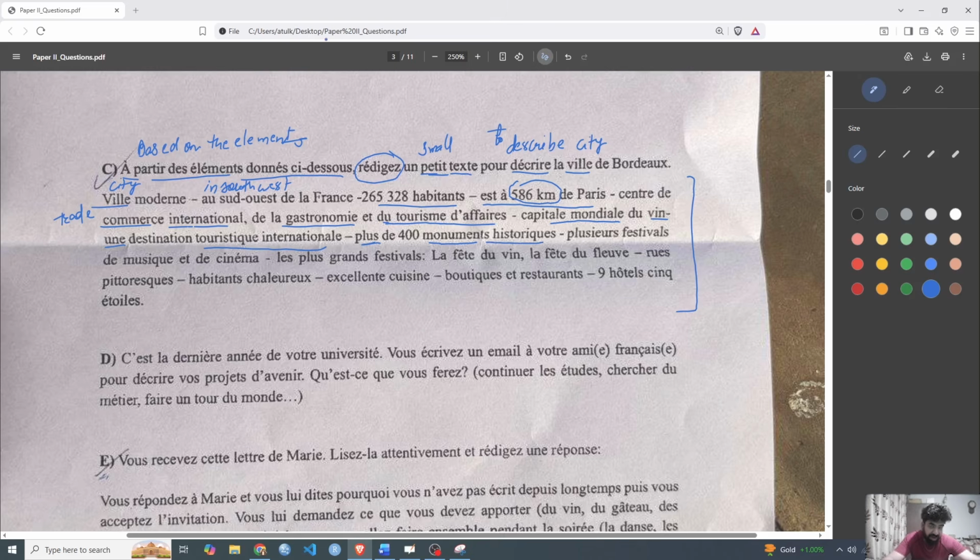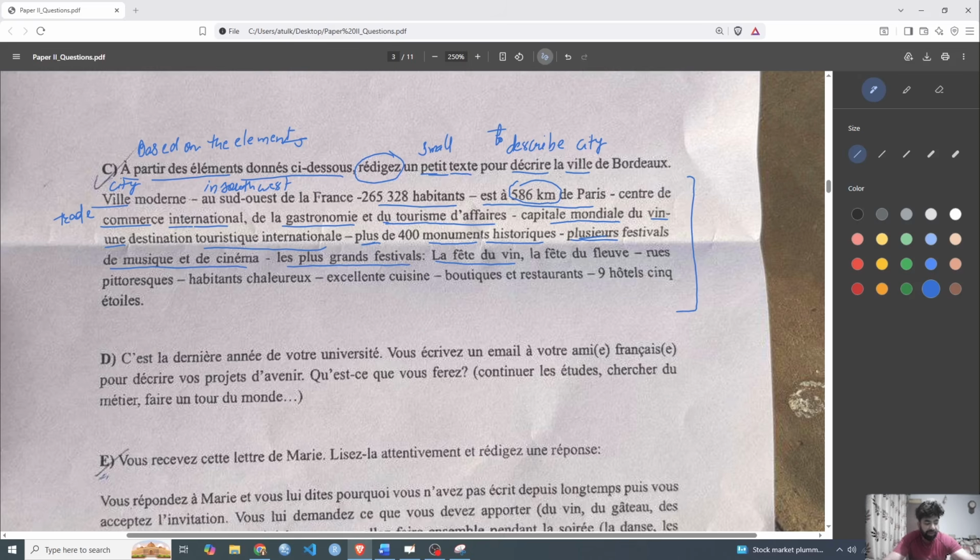"Plusieurs festivals." So it says several. This is for several festivals of music and cinema that take place in this city. And then it says "le plus grand festival." So grand festival is actually a large festival. So large festivals also take place here. And "la Fête du Vin." So basically, vin is wine. So La Fête du Vin is wine festival. So above also it was written "du vin." So there it says the destination for wine, and here it says the wine festival also takes place.